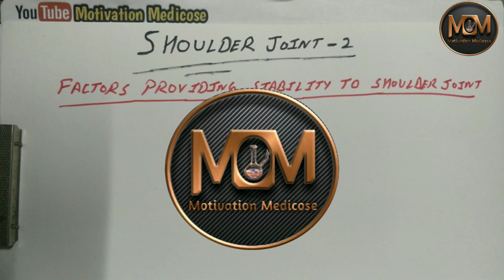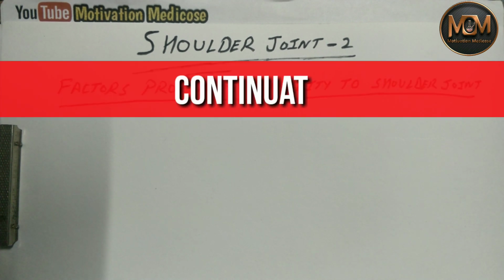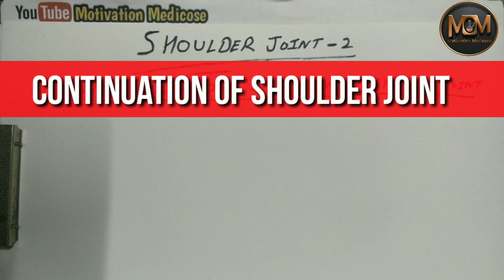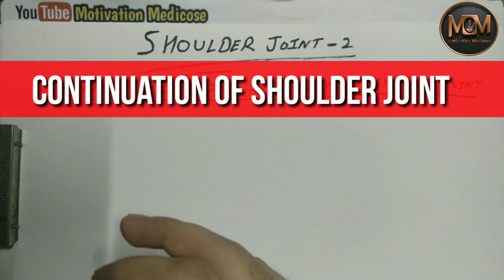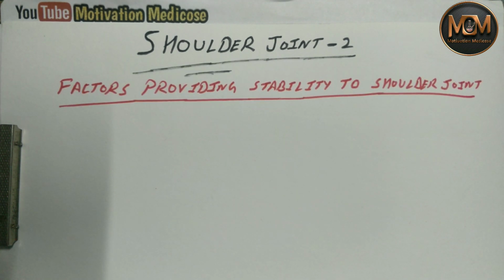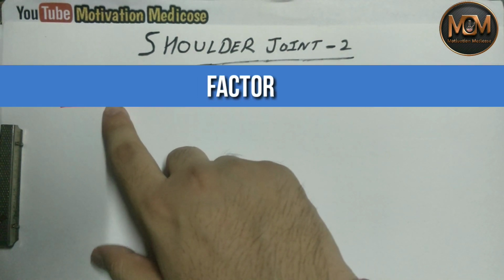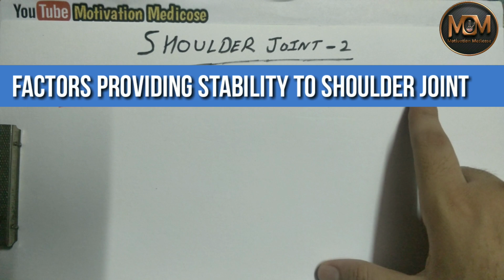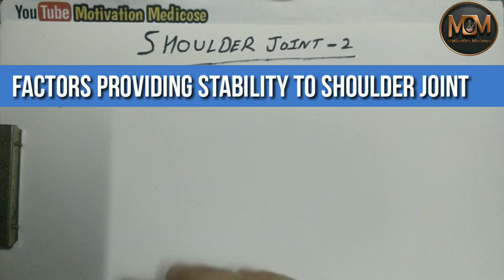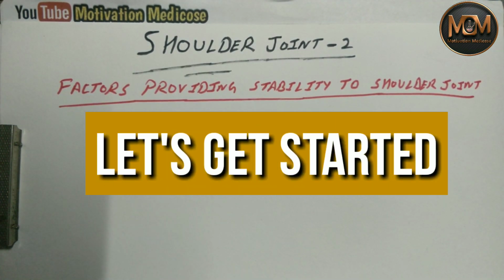My name is Pulkit Gupta and this video is a continuation of shoulder joint. In our previous video, we have already told about the shoulder joint, its type, articular surfaces, and the ligaments of the shoulder joint. In this video, we are going to talk about the factors providing stability to the shoulder joint. So without wasting time, let's get started.